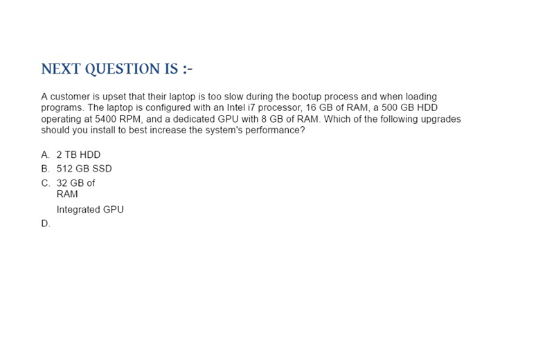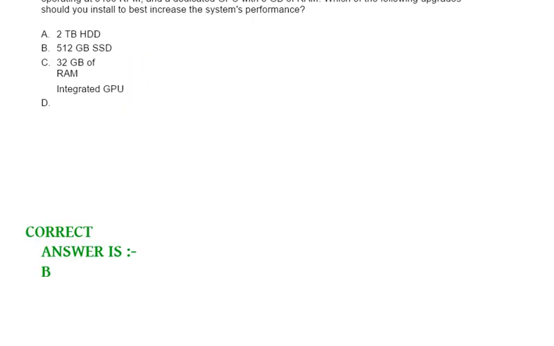Option A, 2 TB HDD. Option B, 512 GB SSD. Option C, 32 GB of RAM. Option D, integrated GPU. Correct answer is option B.